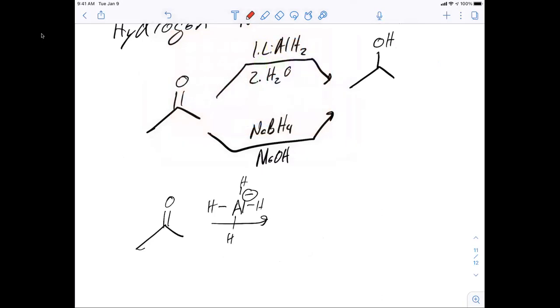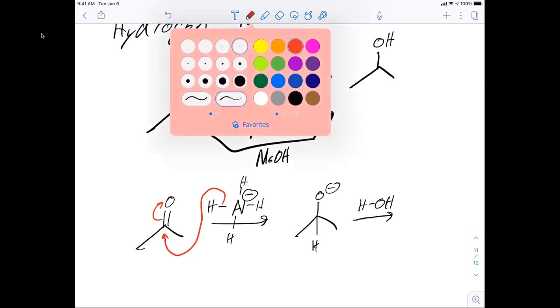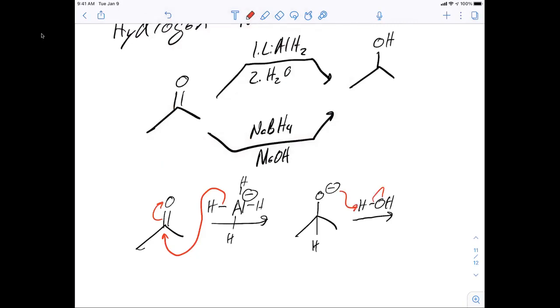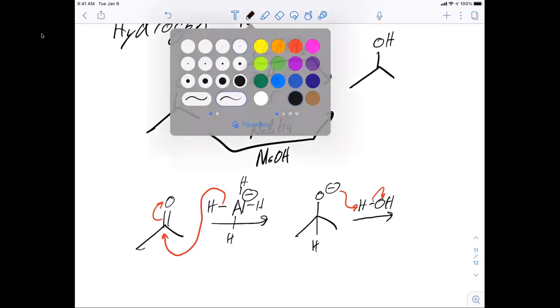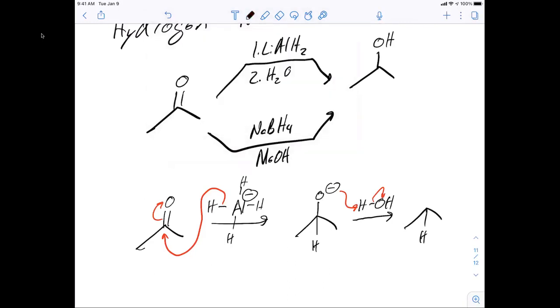So the aluminum is known as a hydride donor. So the hydrogen attacks the carbonyl carbon. The pi bond is my leaving group. Right, so that's the product of the first step. It makes an association with the aluminum. But in the second step, I do a proton transfer. So quick and easy to get the alcohol.